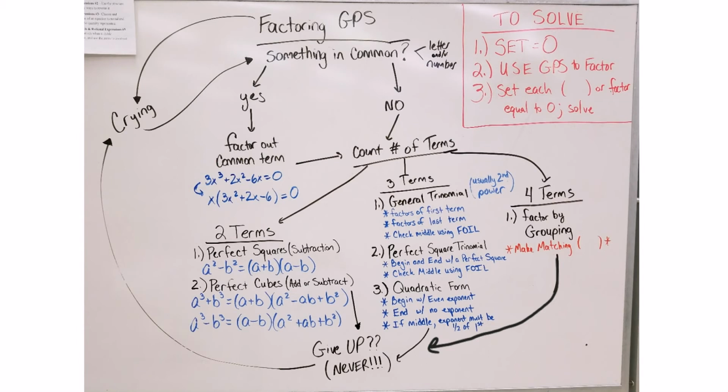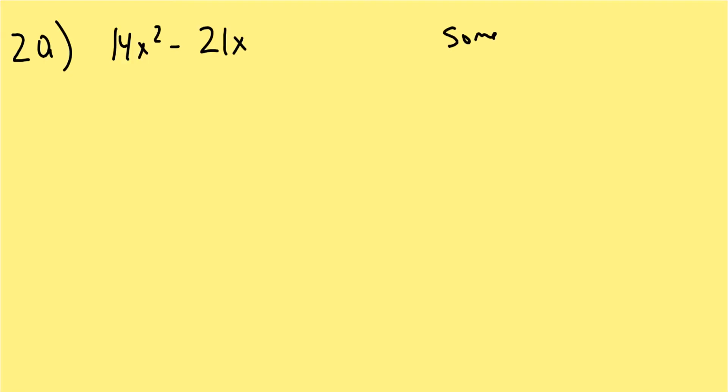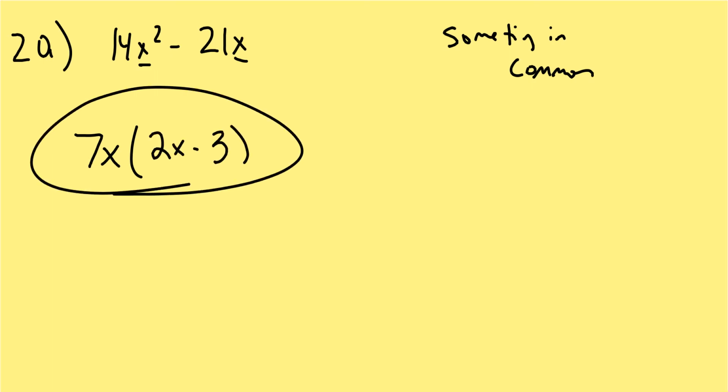Alright, for the second half of this paper, we're going to be using the factoring GPS, so if you're not sure what to do, you just look at the GPS. Alright, so they have something in common. So I take out that common x, and then 7 goes into both, so I put 7x outside. I divide to get the inside, so I get 2x minus 3. That's my answer. This is not a solve problem, so do not solve since there is no equal sign.